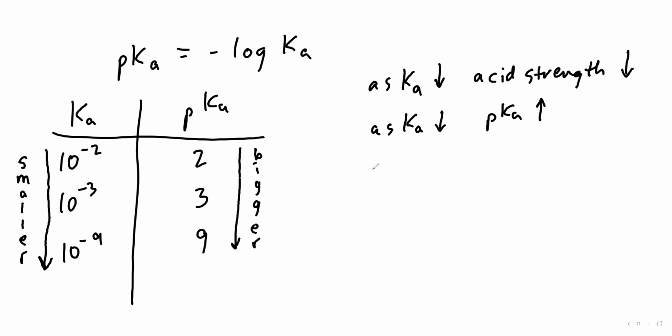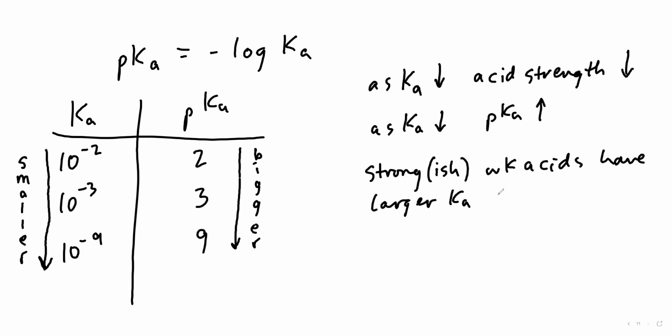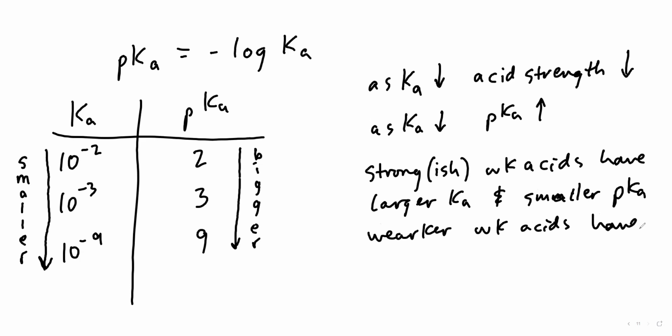Therefore, strong, let's just say strongish weak acids have larger Ka and smaller pKa's. All right, and weaker weak acids have the opposite. They have smaller Ka values and bigger pKa's.